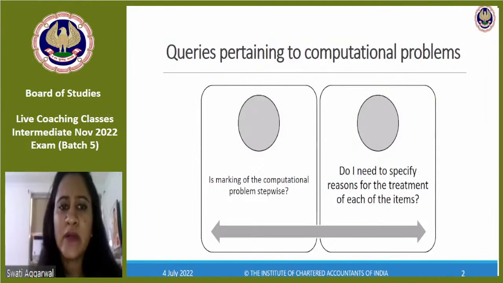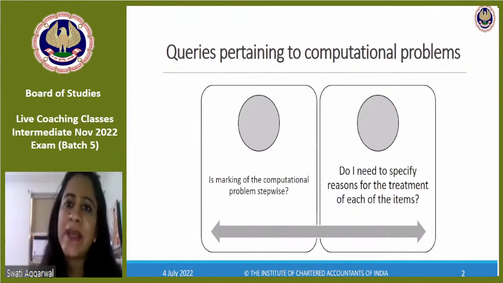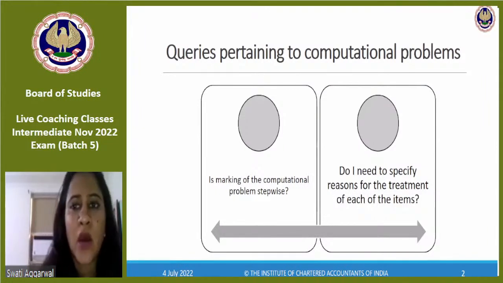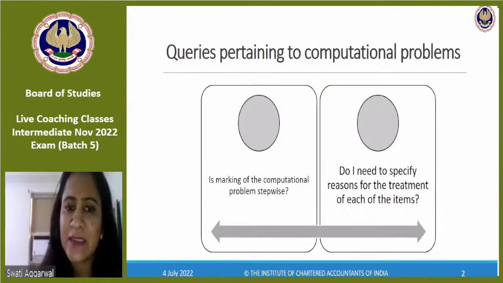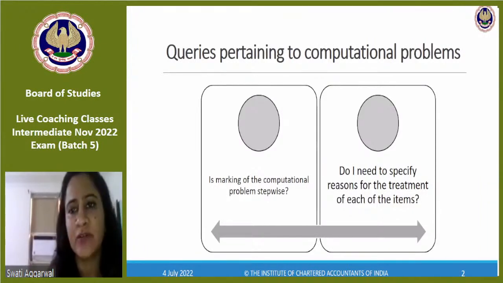Reasoning is very important. Your answer must be supported with working notes. Working notes do carry marks, and you will get the full marks for your answer only if your answer is supported by proper legal reasoning.